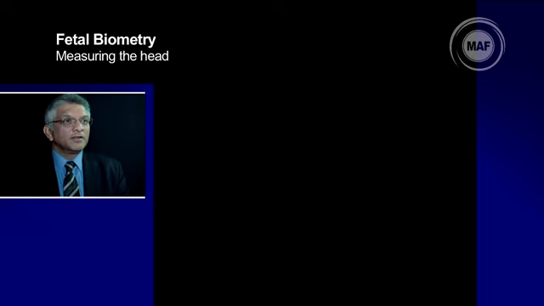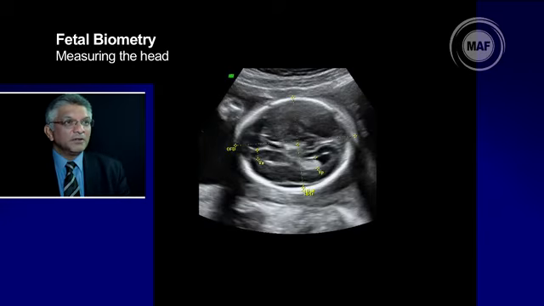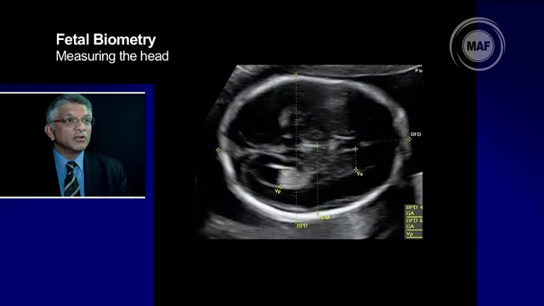Fetal biometry, measuring the head. At the midline level, where you can see the midline, the thalami, the cavum septum pellucidum, you measure outer to outer for the biparietal diameter. Depending on the graph your institutions are using, you can be outer to inner or outer to outer. I'm going to talk about outer to outer measurements. So that's anterior posterior, that's your biparietal diameter. Then occipital frontal diameter, OFD, that will give you a head circumference.